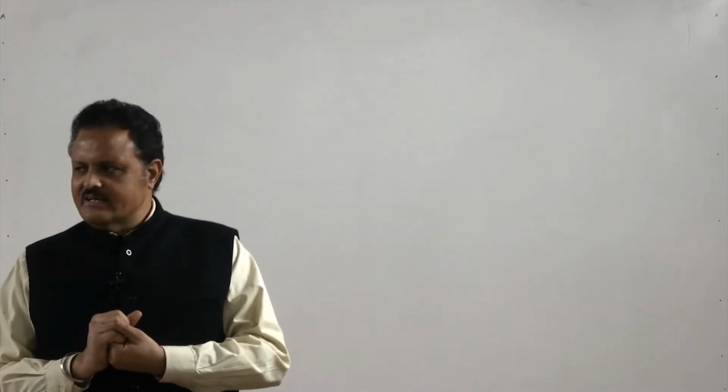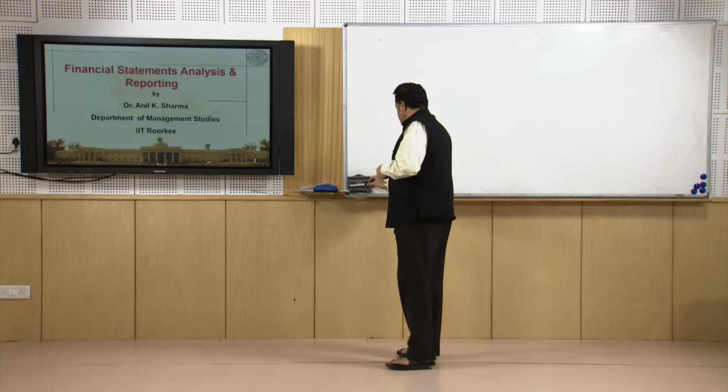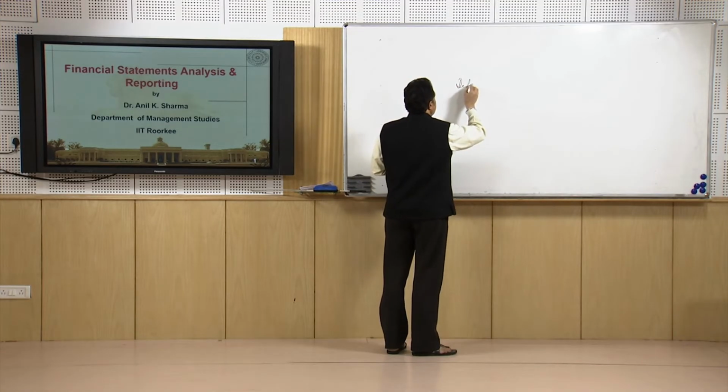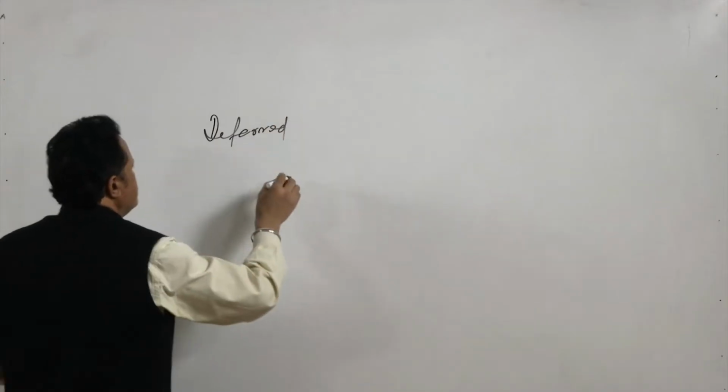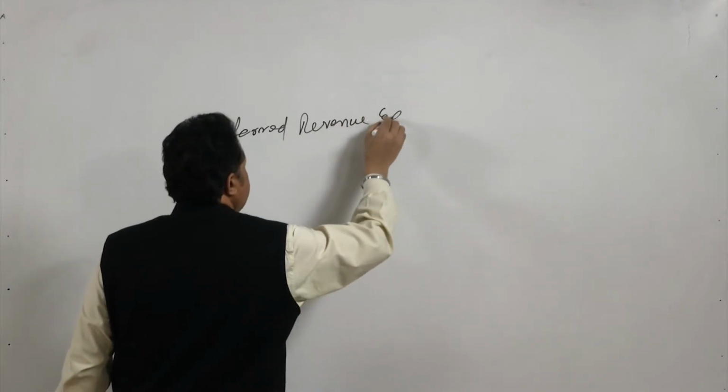Now, we will talk about the next adjustment, that is deferred revenue expenditure. This is another important adjustment we should learn, and how to deal with this particular item. I would like to discuss with you deferred revenue expenditure. What is this? Deferred revenue expenditure.